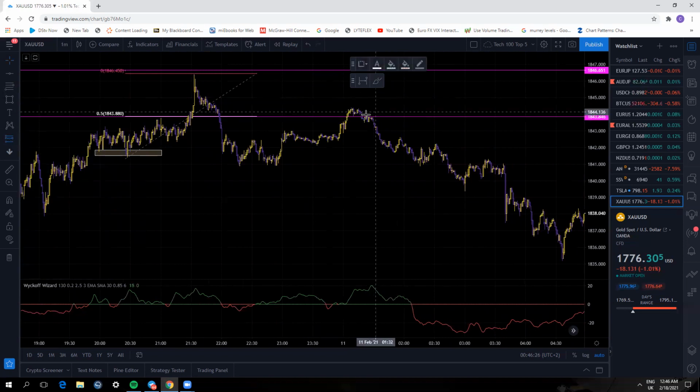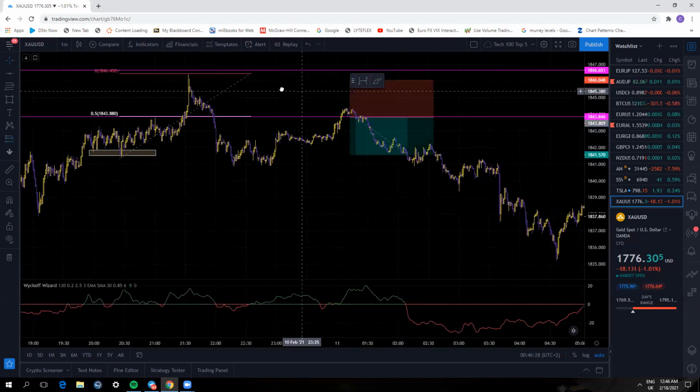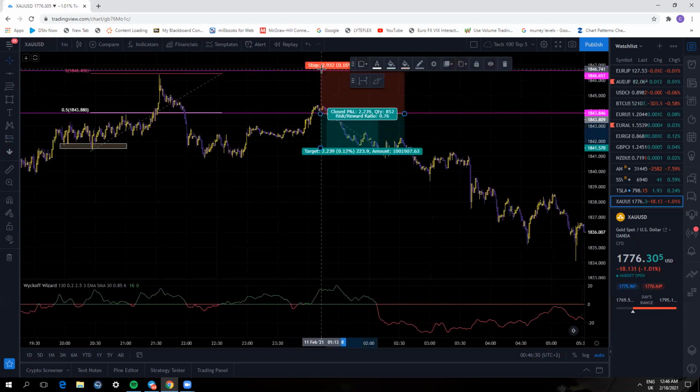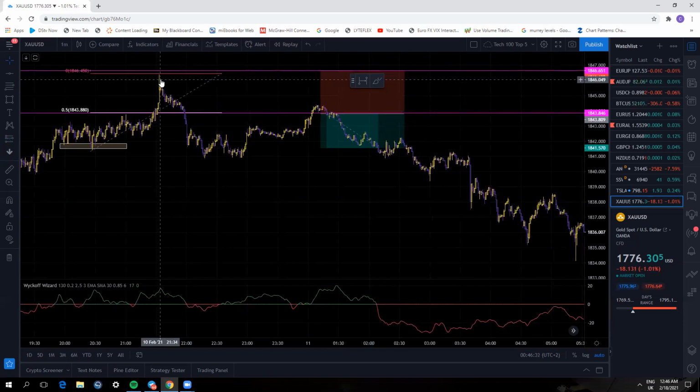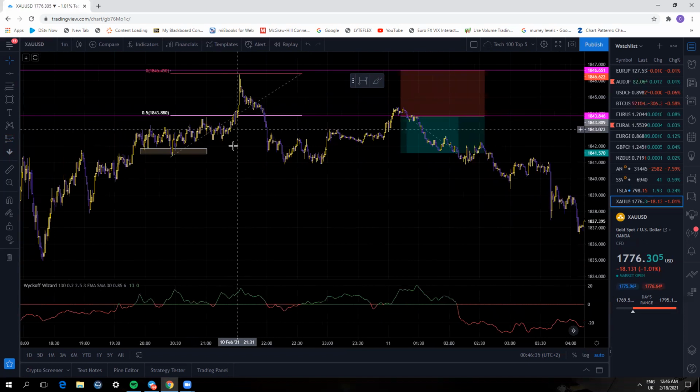It looks so simple, but to do it in real time is a different story. A safe spot to put your stop loss would be above this high forming here, since this would be seen as a UTAD, upthrust in distribution, and price should not trade higher than that area.